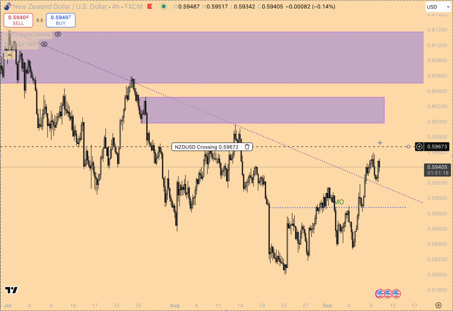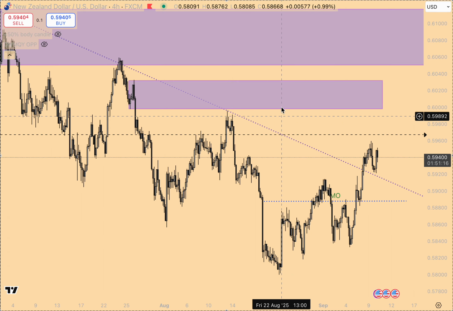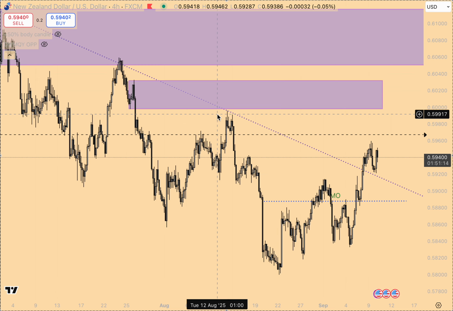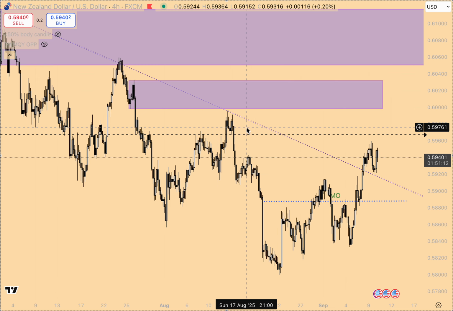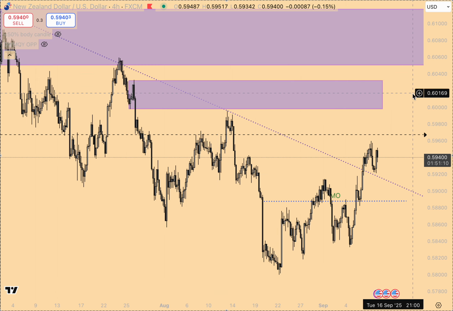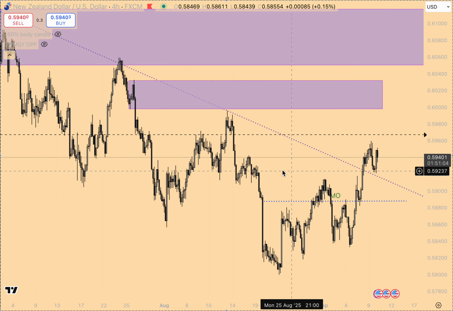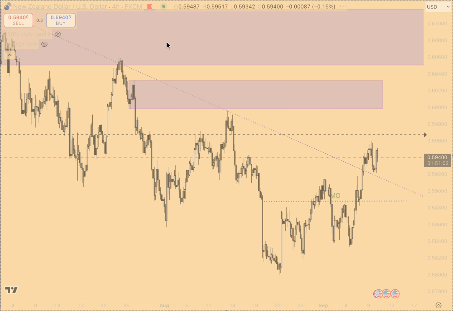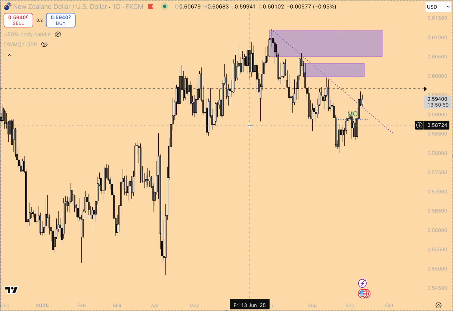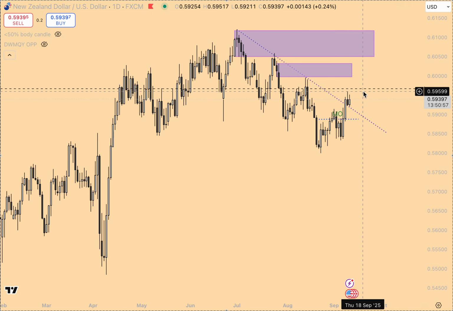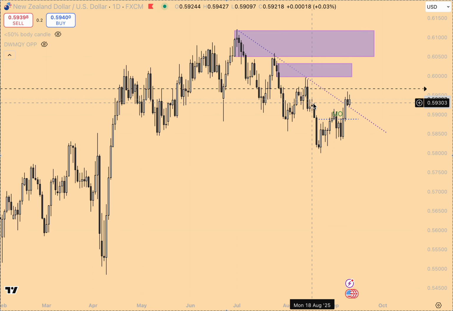Perhaps we get some higher prices into this area of supply. I expect this one to be taken out. Perhaps we use this as liquidity. We take it out, we come into this area, and then we can start looking for those sales from there. Okay, so that's my plan on NZD USD. For now, I'm not looking for lower prices. I'm just looking for this to keep on going higher, perhaps until we reach here.